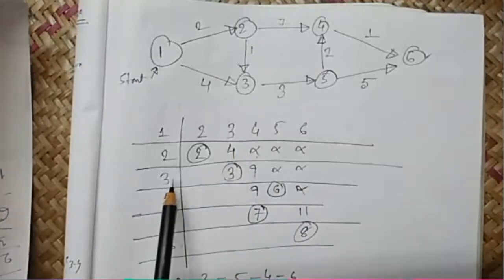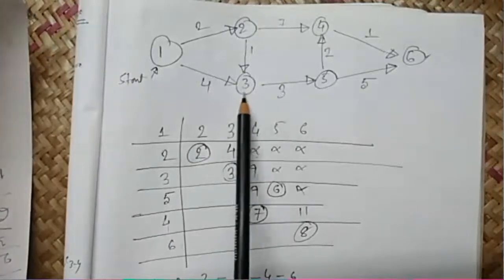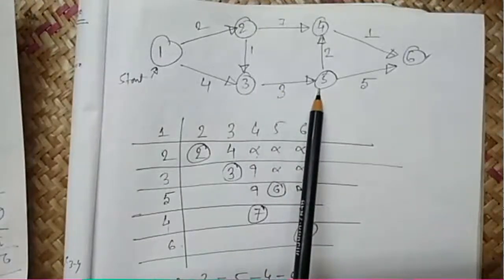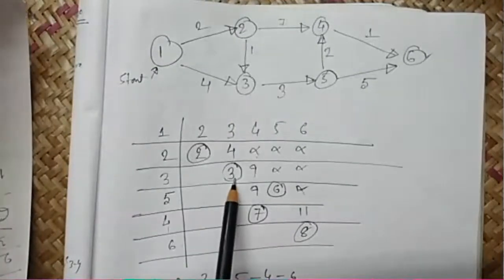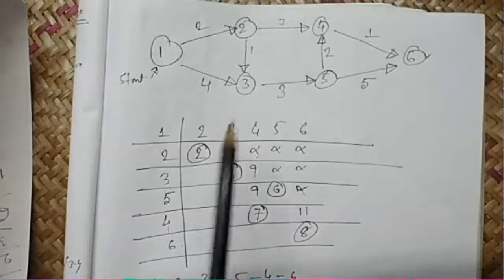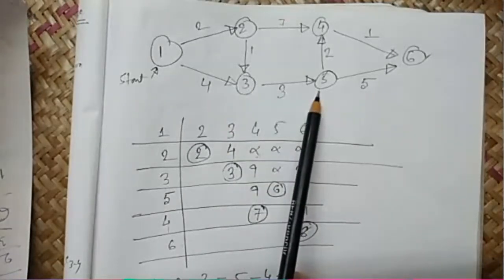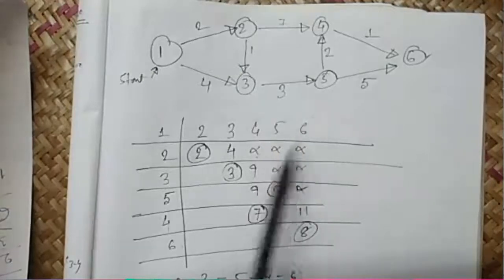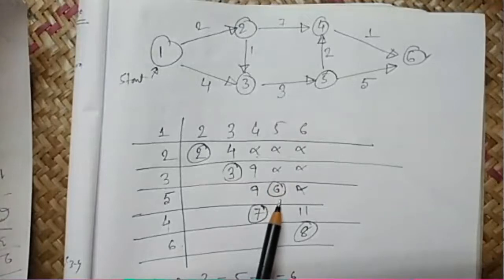Node 3 selected. Now we will check connectivity from node 3. Node 3 is connected only to node 5. So here we can reach node 3 at a distance of 3 or at a time of 3. So the weight required is 3 to reach 3. So 3 plus 3, 6, is required to reach 5. Initially to reach 5 there was infinity weight required. Now it is required only 6. So 6 gets updated.